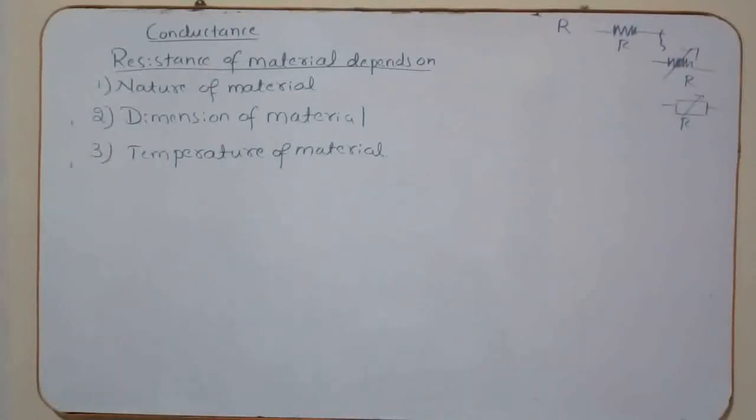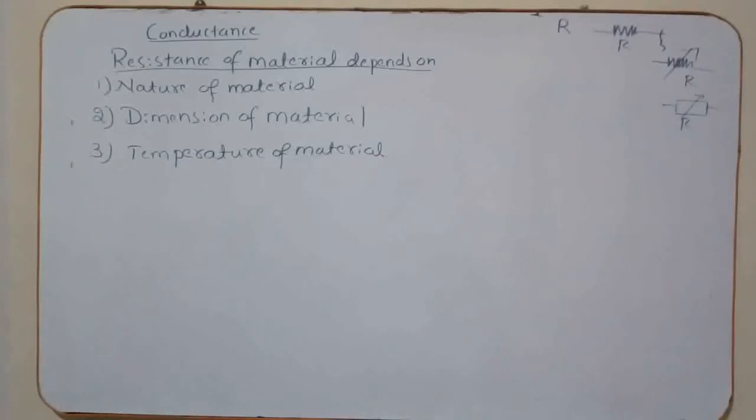Already you know the SI unit of resistance is ohm. Define 1 ohm: if we apply a potential difference of 1 volt, and it maintains a current of 1 ampere in the conductor, then the resistance of the conductor is said to be 1 ohm.